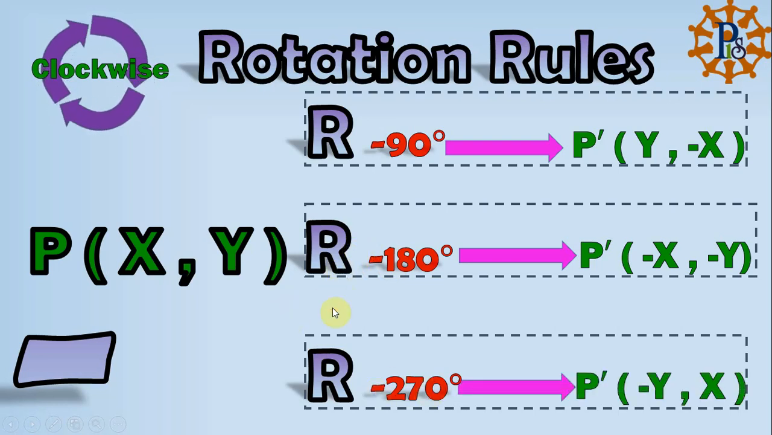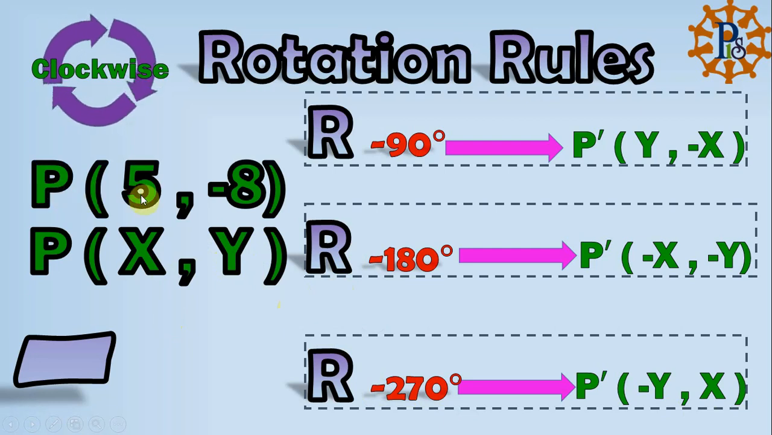For negative 270, I will change the sign of y and cross the places like this one. Let's see an example. I have a point (5, -8), and I want to rotate this point by negative 90. What's the meaning of negative 90? It means that the point will rotate clockwise, like this motion.